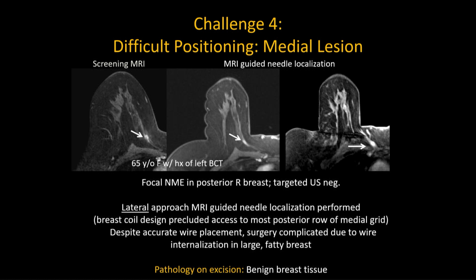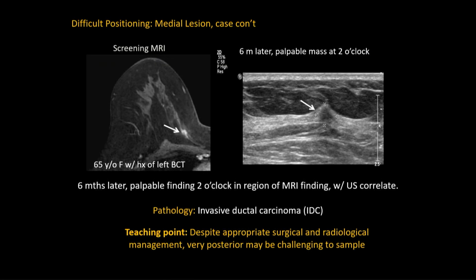We reviewed this at our radiology pathology conference, and the decision was that we could place her in 6-month follow-up. However, the patient returned at 6 months with a palpable finding in this location. So at 2 o'clock, she has a palpable irregular hypoechoic mass that correlates with our initial MRI. So we did an ultrasound-guided biopsy, and this was an invasive ductal carcinoma. So really the teaching point here is that despite this being appropriately managed with surgical and radiologic management, very posterior and medial lesions can be challenging to sample.